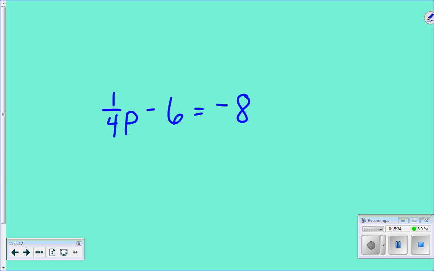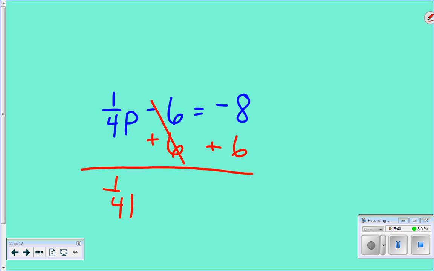Okay. Can we do this one together? Let's do this one together. First thing I'm going to do, I'm going to add 6. That is just a simple rule of thumb. Every single one, you add or subtract first. Plus 6. So then I have 1/4 p equals -2.